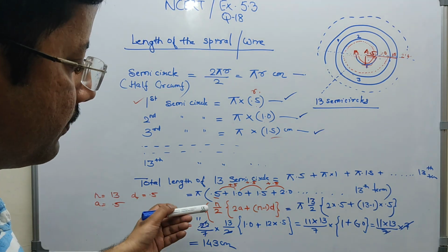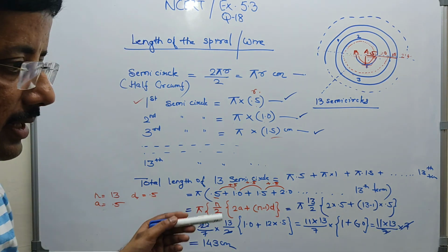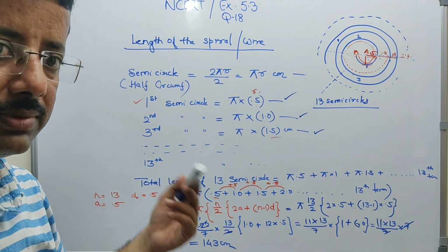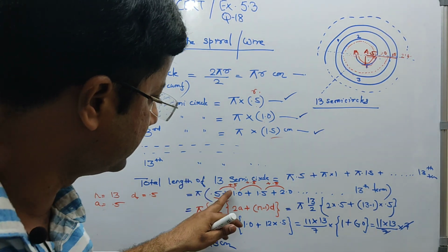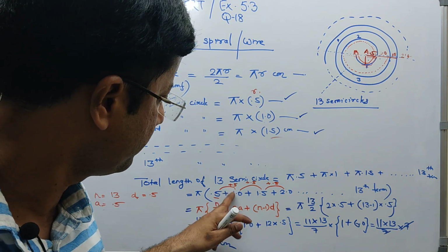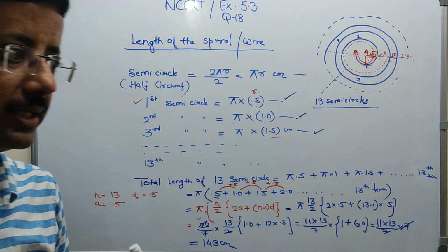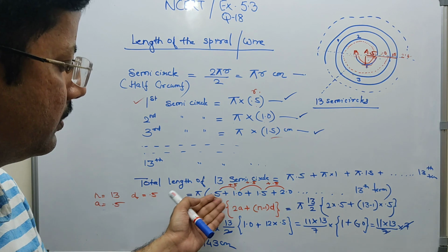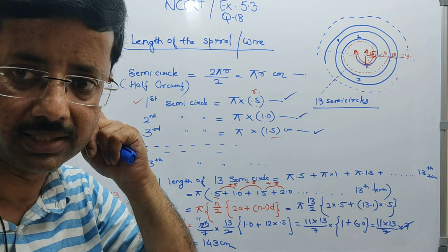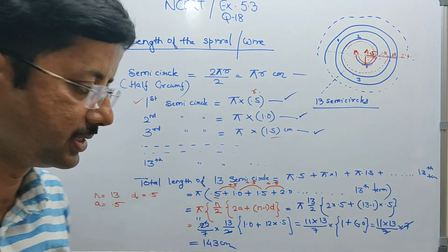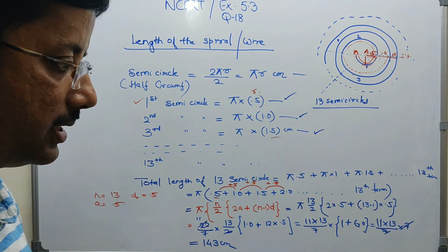Now here we are finding the total length by using the arithmetic progression formula. On calculating, n means the number of terms. The number of semicircles is 13, so n is 13. 0.5 is the difference d, because every time it is increasing by 0.5, and a is the first term, that is 0.5, the first semicircle's perimeter. So here we calculated and got 143 centimeter.